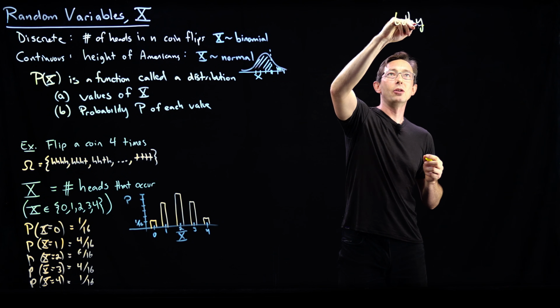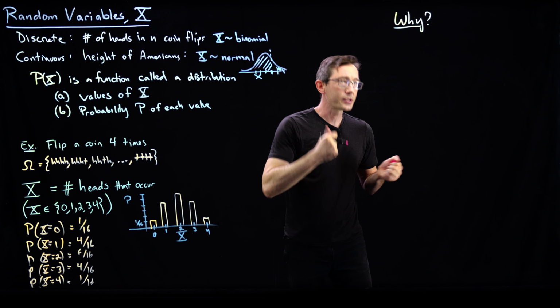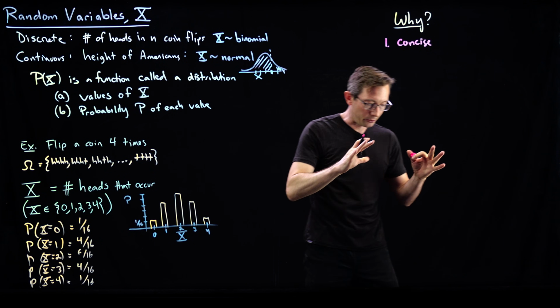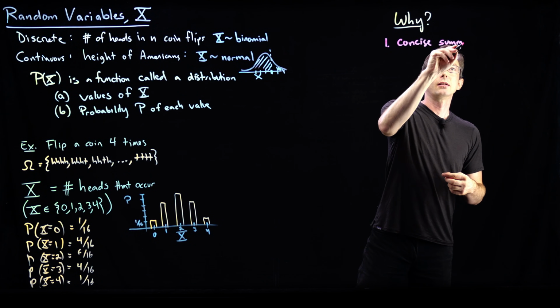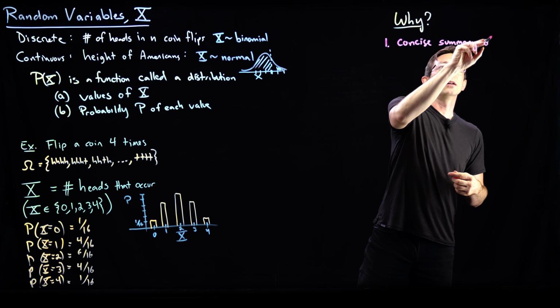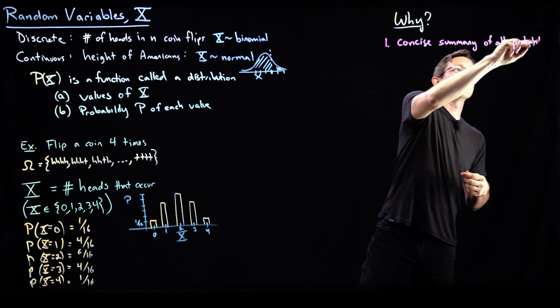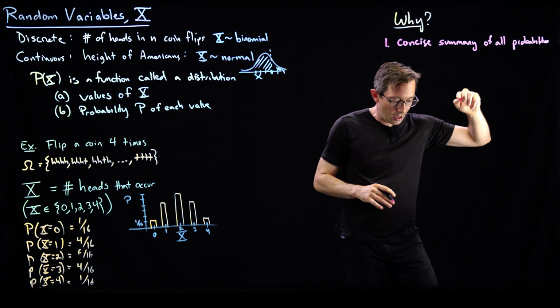So maybe I'll just write down some of the why. I've already said most of this, but why do we want random variables? First, it's a concise summary, a concise expression of all of your probabilities.